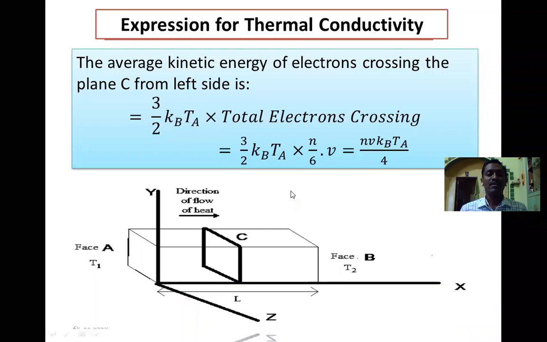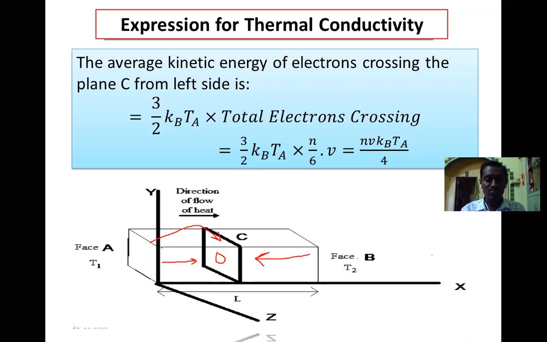Now let us calculate the average kinetic energy of electrons crossing the plane C from the left hand side. Suppose at plane C we have the origin O. At the origin, n by 6 electrons are moving from the left hand side towards O, and again n by 6 electrons are moving from the right hand side at plane C, because it is our positive axis and that is the direction of the negative axis. If we consider the origin at the center of the block, we have n by 6 electrons crossing the central plane C from the left hand side, that means from phase A towards phase C. Are you getting?